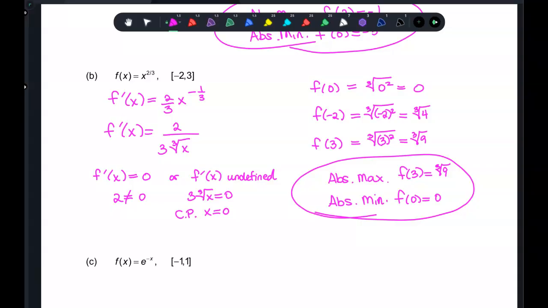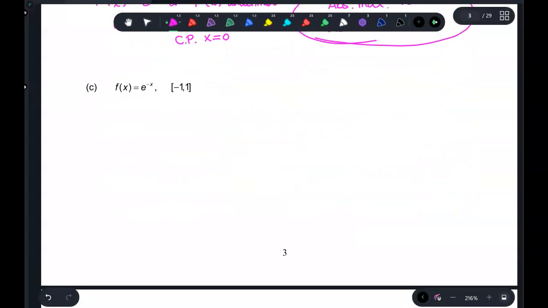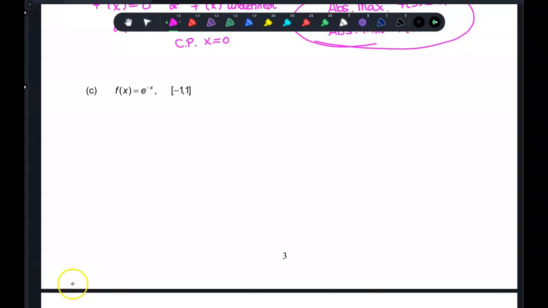All right, let's do one more of these. Right, f prime. Okay, that's going to be e to the negative x times -1. So my derivative is -1 over e to the x.